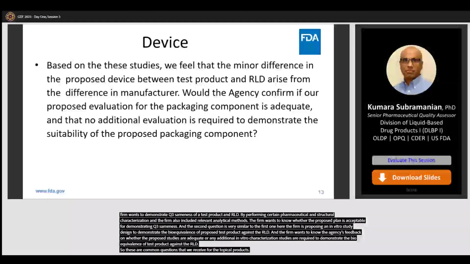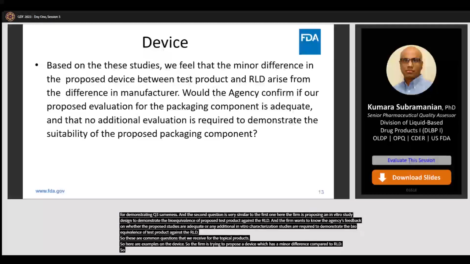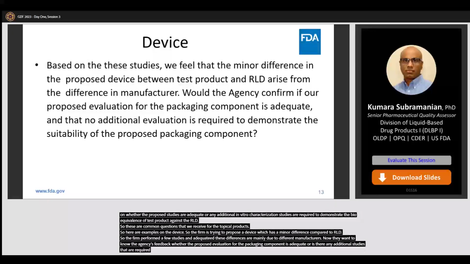So here is another example on a device. Here the firm is trying to propose a device which has a minor difference compared to the RLD. Now the firm performed a few studies and attributed this difference mainly to a different manufacturer. Now they want to know the agency's feedback on whether the proposed evaluation for the packaging component is adequate, or whether any additional studies are required to demonstrate the suitability of the packaging component. So these are some of the common questions for device evaluation.